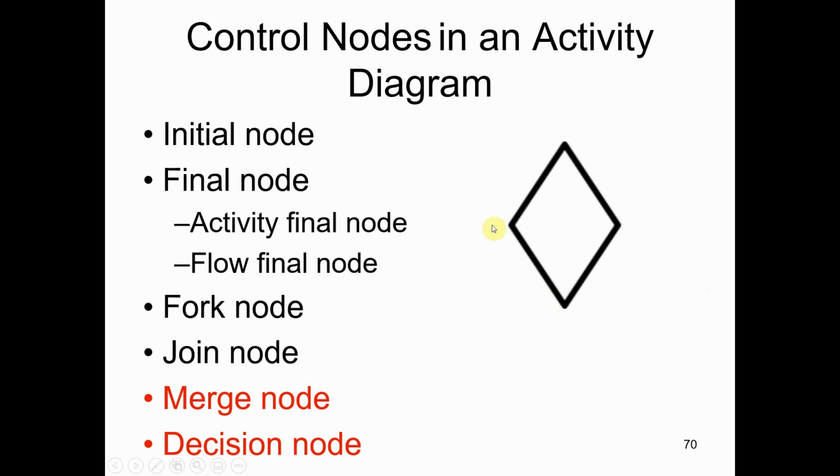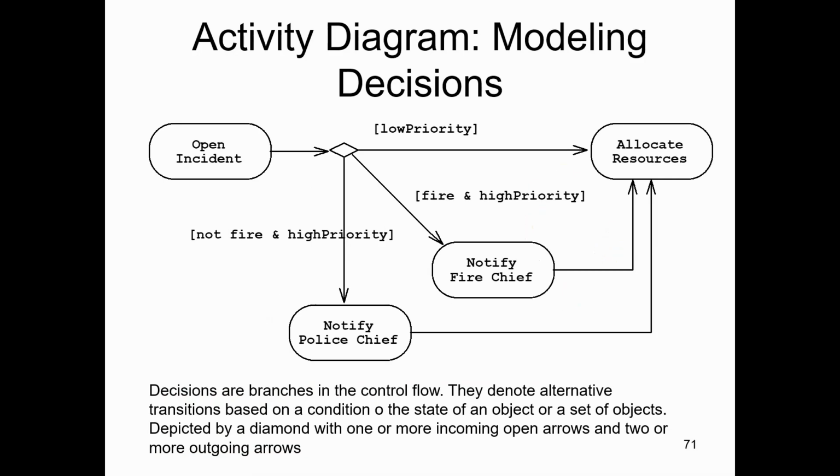The merge node is more like a come-and-go. Different activity flows come in, first come, first go. No synchronization is required here, so we have this merge node. The merge node and decision node look exactly the same, but just like the fork and join nodes, when you put them in the diagram, you can tell which one is a merge and which one is a decision.